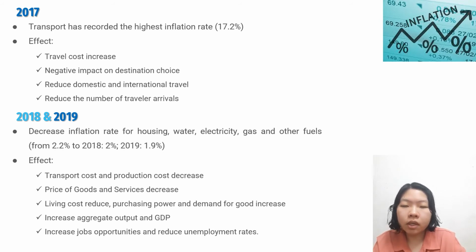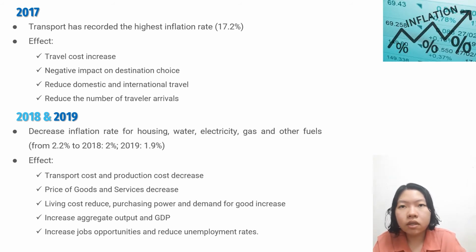And the higher transport cost will have a negative impact on the traveler decision choice. As a result, the increase in transport costs will result in a decrease in tourism flow. So, it will reduce the domestic and international travel activity, and this will cause the number of travelers arriving in Malaysia to decrease in 2017.